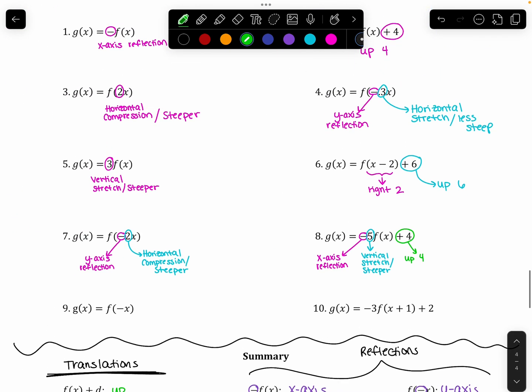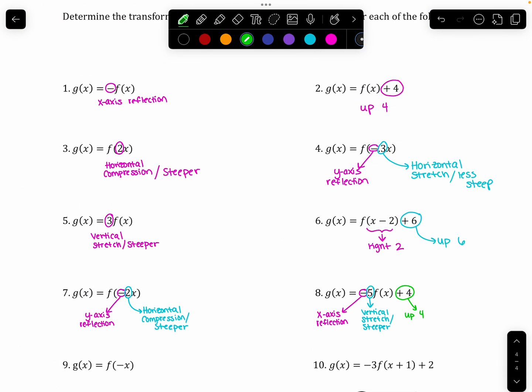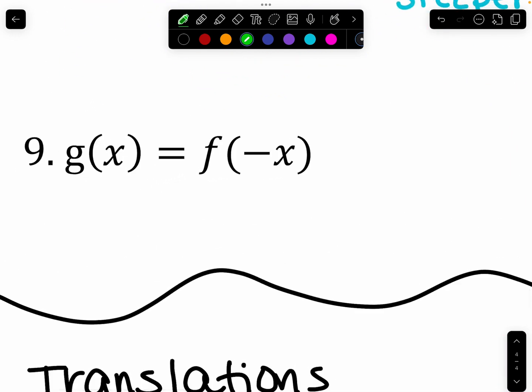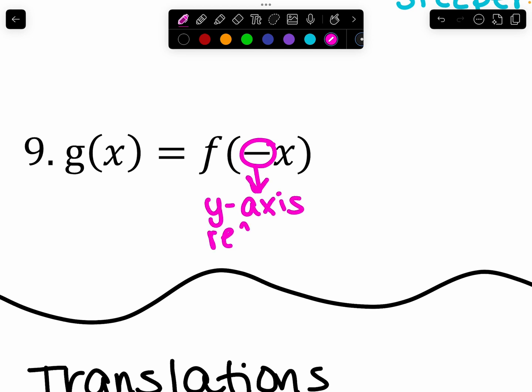So notice as I do this, the only thing that's ever left untouched in all of these is the F and the X. That's it. Everything else has to be something, okay? Oh, this one's boring. This is a negative on the inside of the parentheses in front of x. This is just a y-axis reflection.